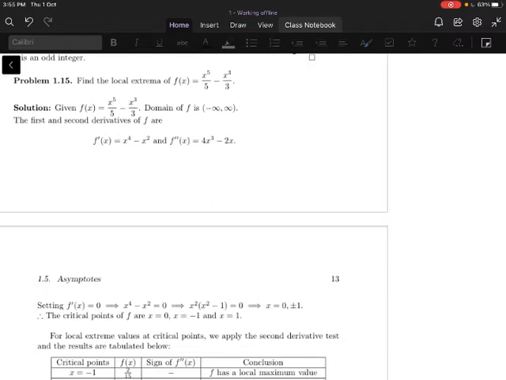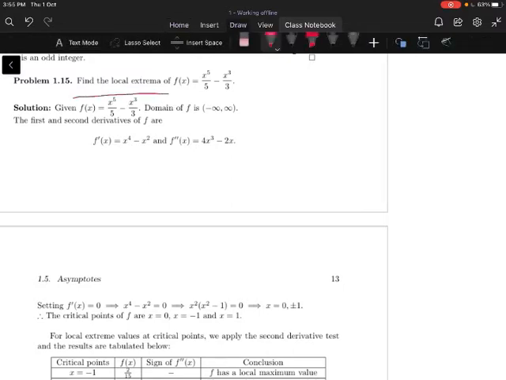Hi students, in the previous video we have studied the second derivative test for local extreme values. Now we'll move to the problem. Take the first problem: find the local extreme of the function f of x equal to x to the power of 5 by 5 minus x cube by 3. Here you have to find the local extreme values. A local extreme value is nothing but a local maximum value or local minimum value of the given function.